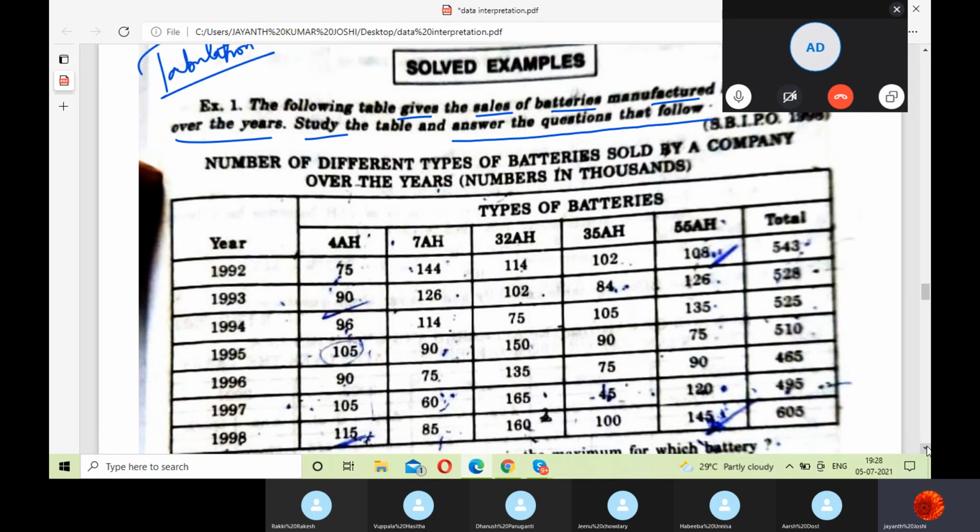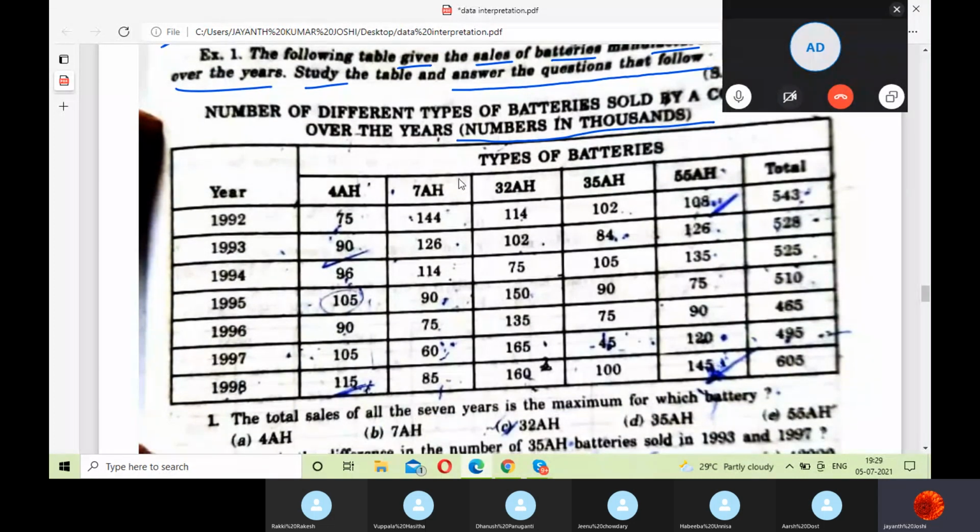The number of different types of batteries sold by a company over the years, in thousands. These are the years, 91, 92, 93, 94, 95, 96, 97, 98, and the types of batteries: 4Ah, 7Ah, 32Ah, 35Ah, 55Ah. These are the batteries sold. The 4Ah battery sold in 92 was 75, in 93 it was 90, in 94 it was 96, in 95 it was 105, like that.